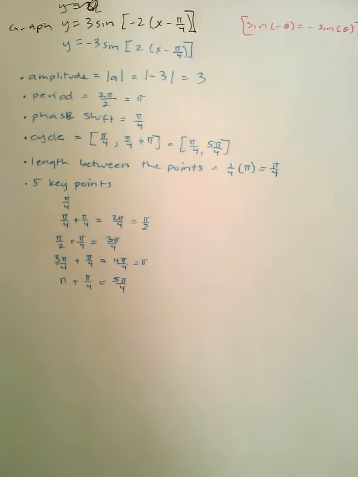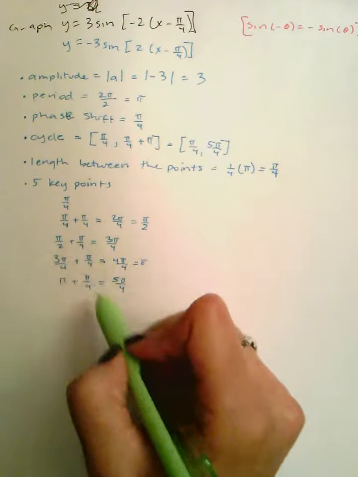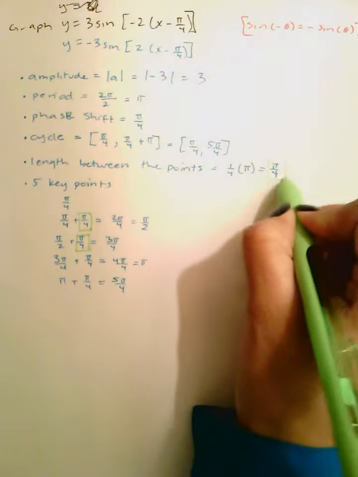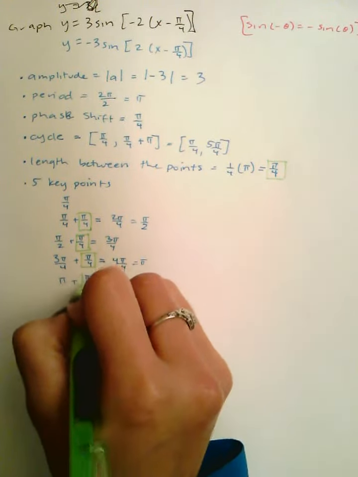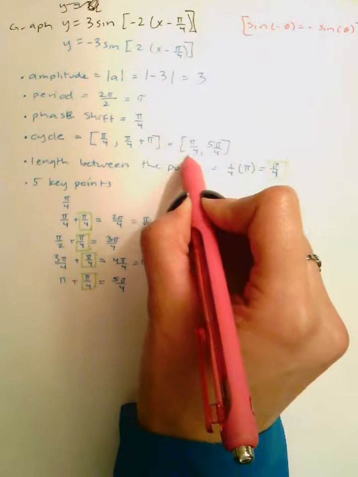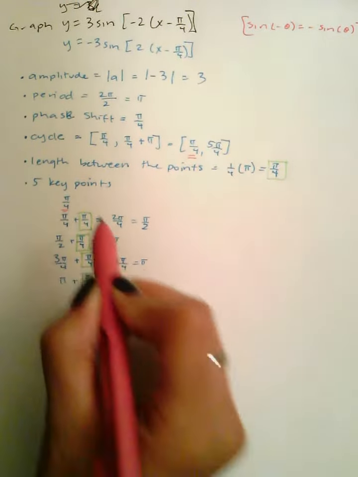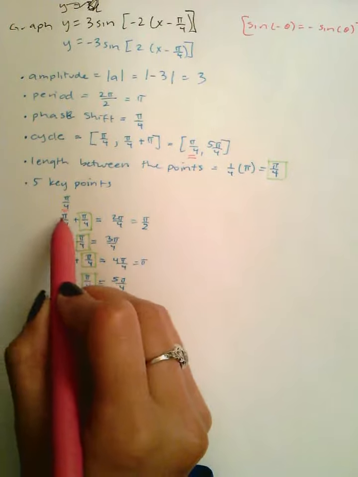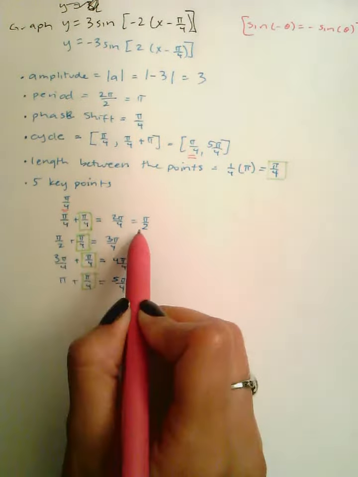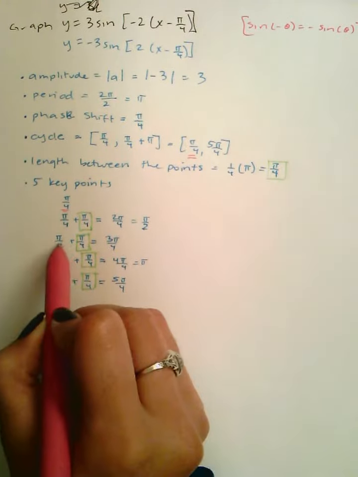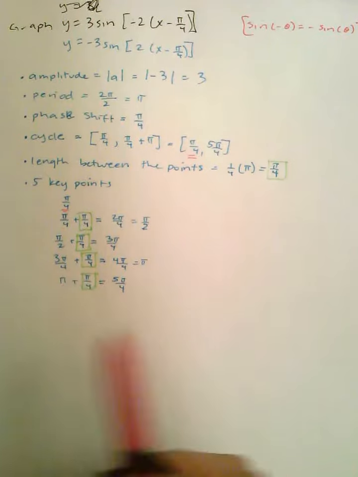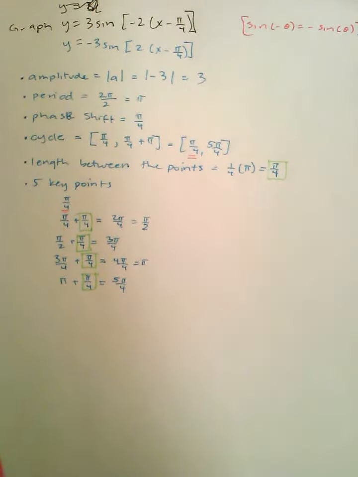So in case you forgot where we got these pi over 4s, or why we're adding this pi over 4, we're taking this from the length between each of the key points. And the number that I started out with, so it's always the beginning of the cycle, so that's the first one. And then you take the pi over 4, take the previous one and add the length, and you get pi over 2. You take that new one, you add the length, and you get 3 pi over 4. Take this one, add the length, and so on. So that's how you find the 5 key points.